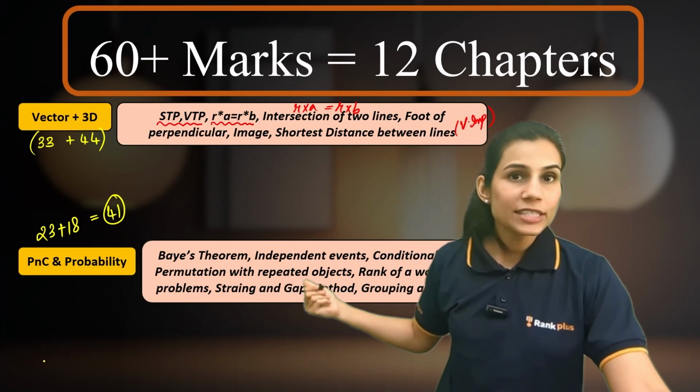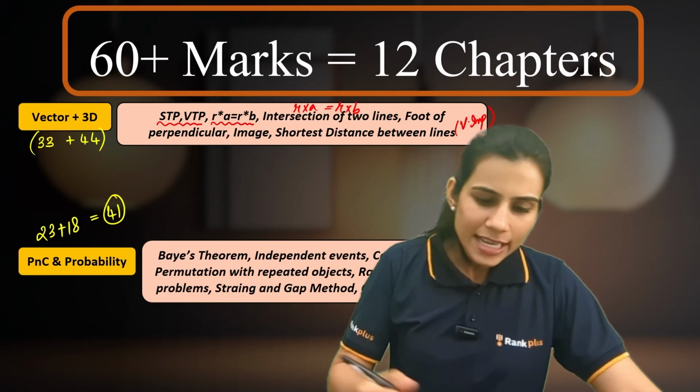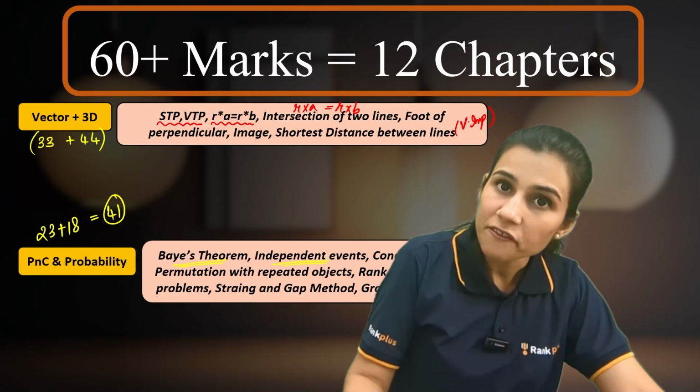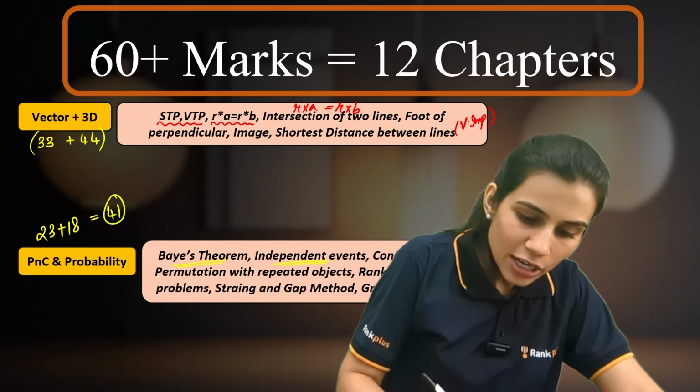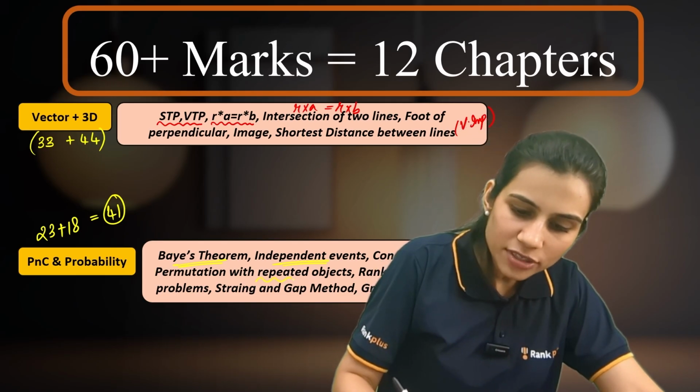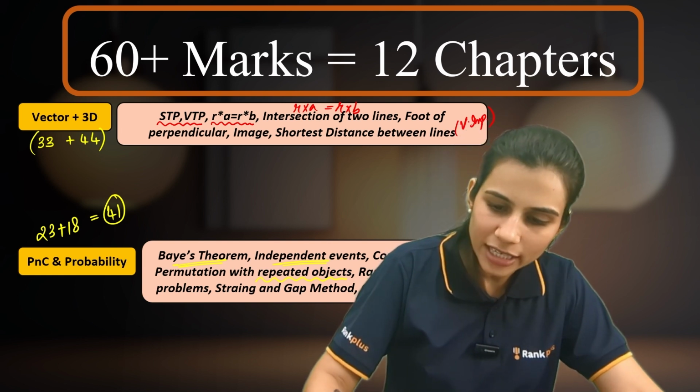Let's start. Bayes theorem from probability, extremely important, highest weightage topic. Next up is independent events, very important, the condition you should know. Conditional probability, very, very important. From permutations and combinations, you have permutations involving repeated objects. Rank of a word, for which again you have a beautiful shortcut.